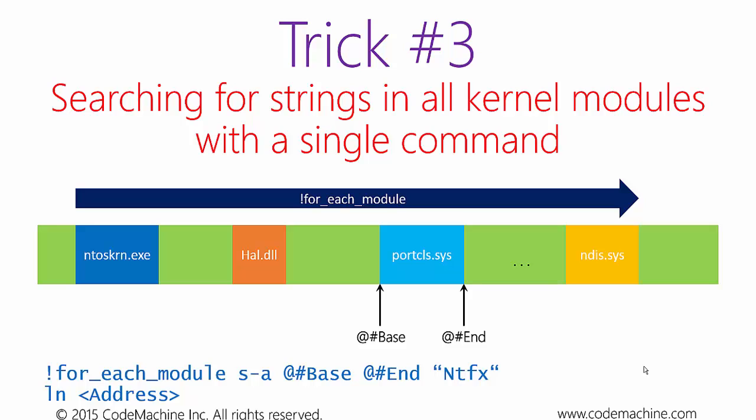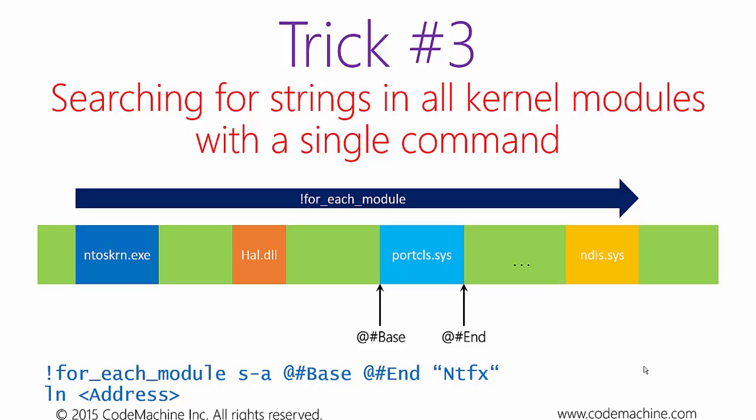Oftentimes, when you're trying to debug memory corruption issues, you'll have the need to associate a pool tag or some such string found in a data structure or on the stack with a specific module in the system. In order to do this, you need a means to quickly search through all the kernel modules loaded in memory for the presence of the desired string.